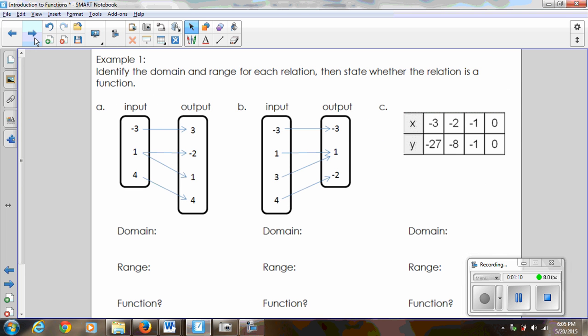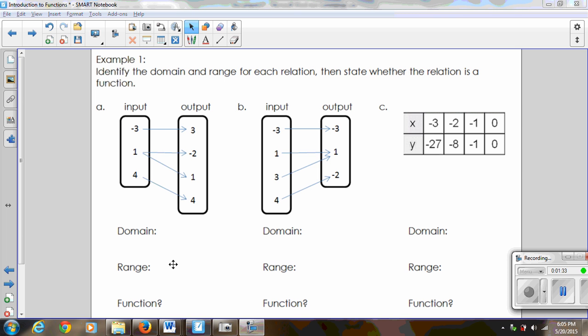So in example 1, you're basically given 3 different relations where you're given a set of input values and a set of output values. In the first 2 examples, it's a literal mapping of the input onto the output. And then in letter C is your more familiar table representation or numeric representation of a relation. You're asked to identify the domain, the range of each, and then also determine if the relation is a function. I'd like you to go ahead and press pause and take a minute to complete exercise 1.